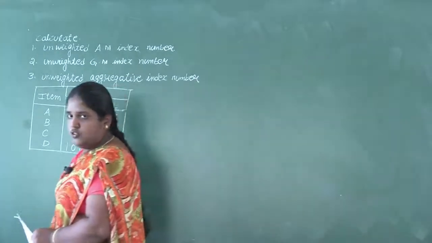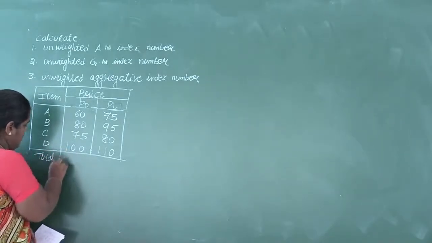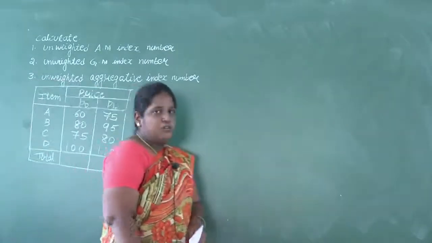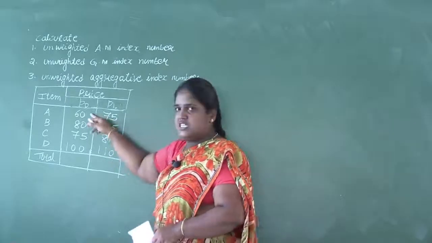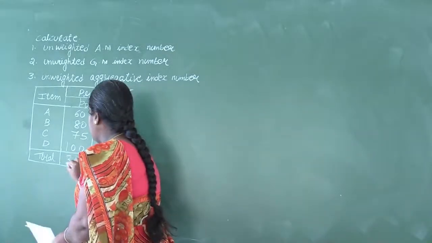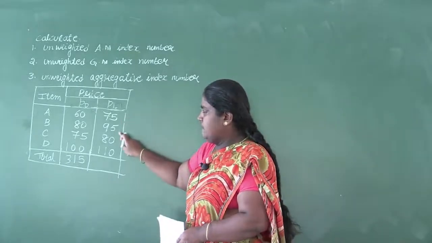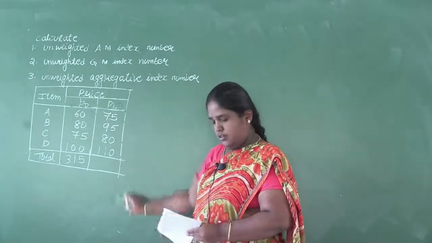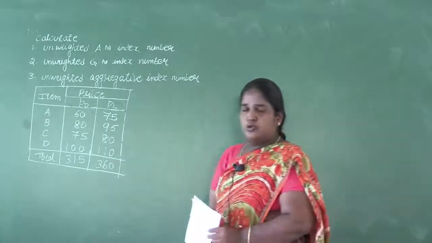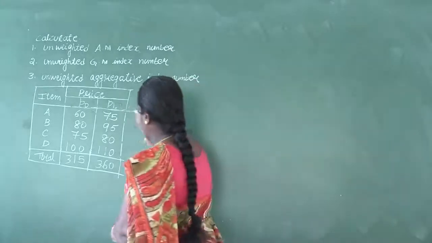For that we need the total of P0 and the total of P1. So the total of the 2005 price and the total of 2010 price. P0 values are 60, 80, 75 and 100. The total is 315. And P1 values are 75, 95, 80, 110. The total is 360. Then to do arithmetic mean index number and geometric mean index number, we need the price relative value.